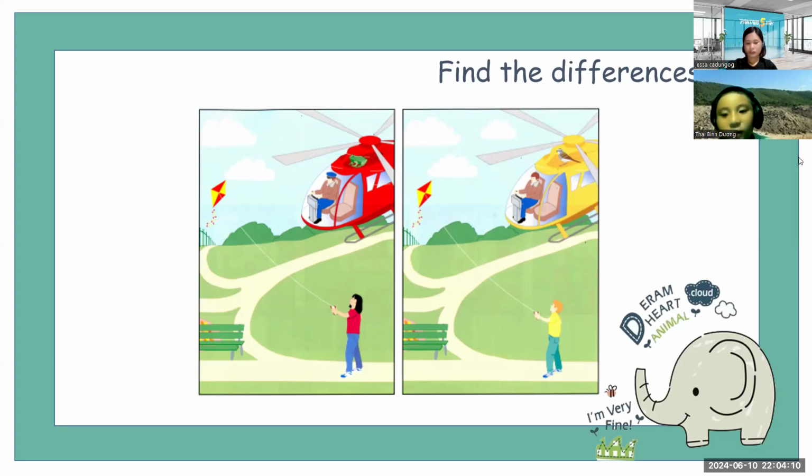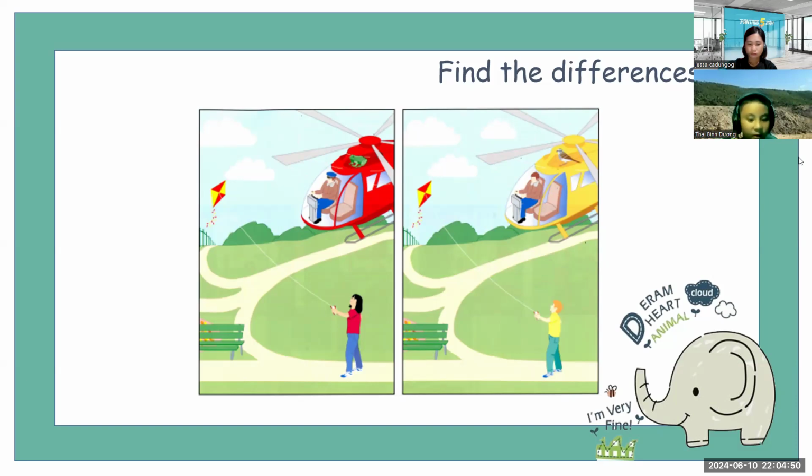But in picture 2, the helicopter is yellow. Great. The colors of the helicopter are not the same. Next, Tony. In picture 1, there's a frog on the helicopter. But in picture 2, there's a bird on the helicopter. Very good. In picture 1, you can see a frog on the helicopter, but in picture 2, we see a bird.